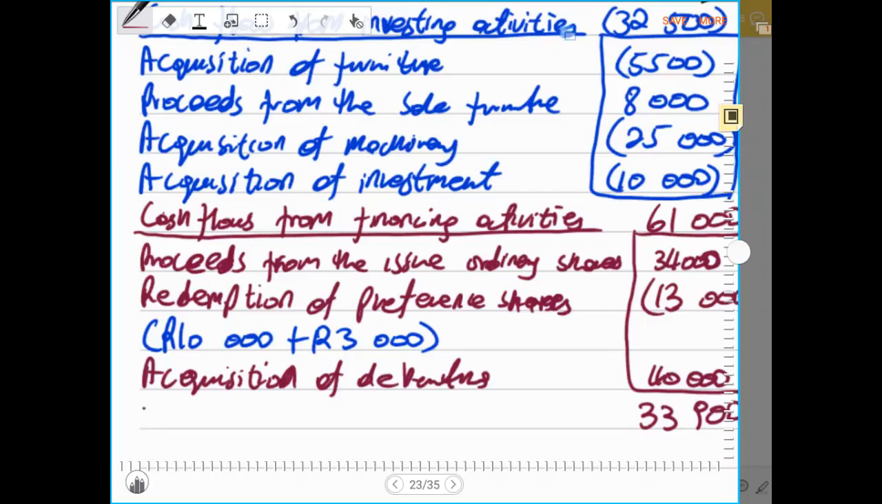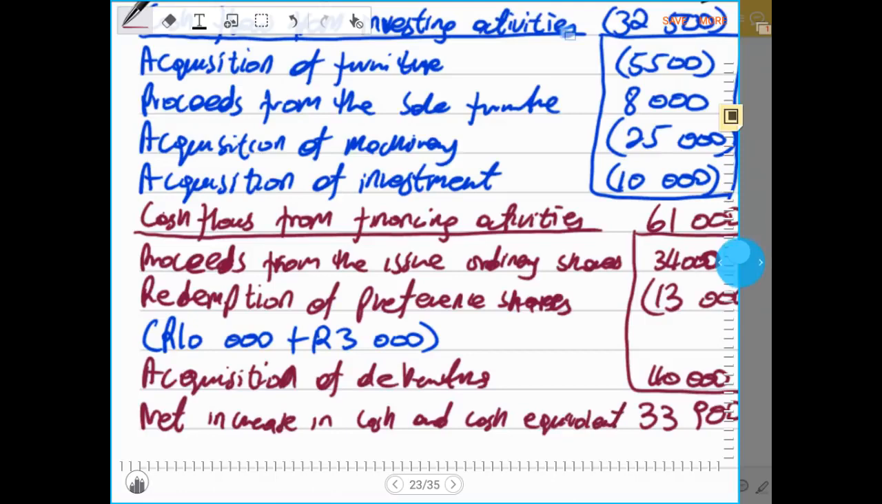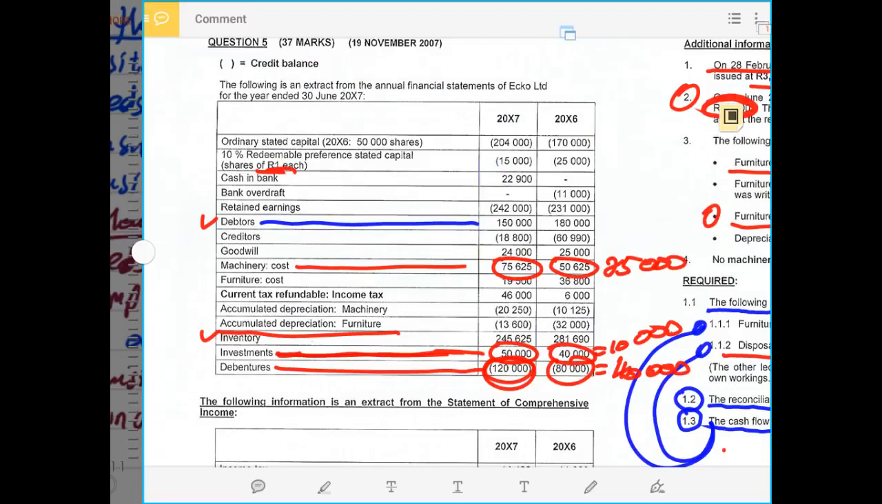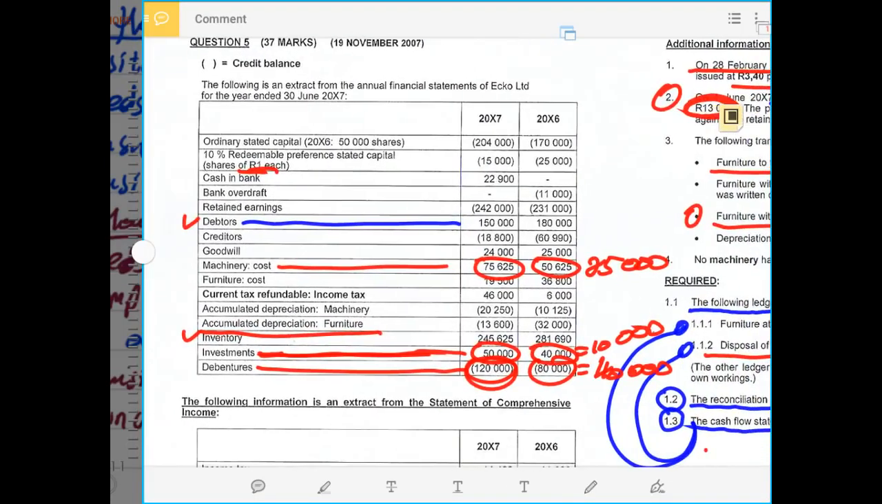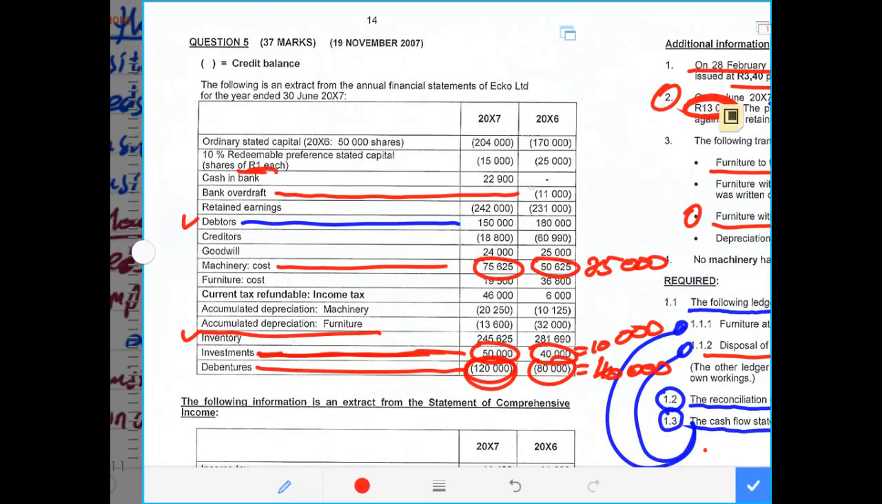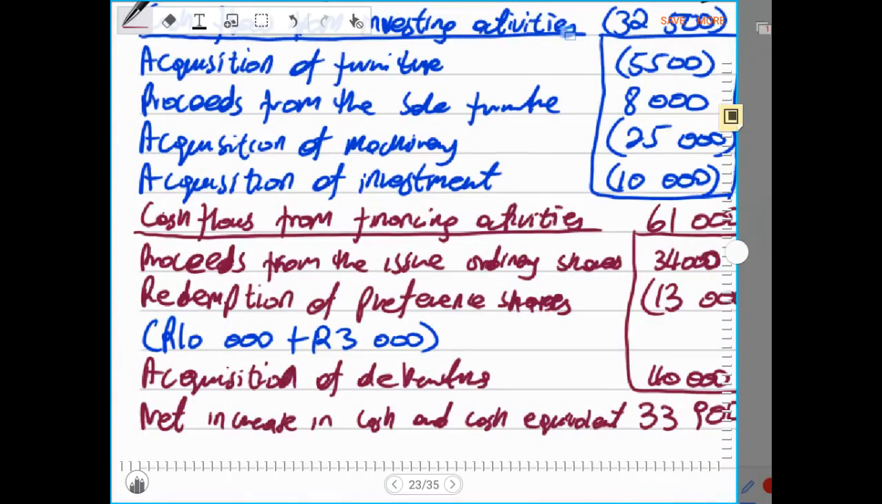So now this will be net increase in cash and cash equivalent. Why am I saying this is an increase? Because I already know that the opening bank balance was an overdraft, and it was 11,000. So now it went up to 22,900 by 33,900 rands.